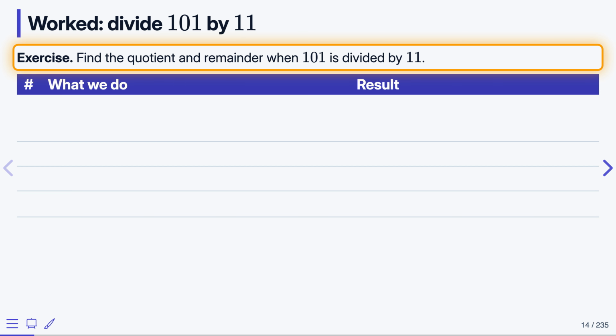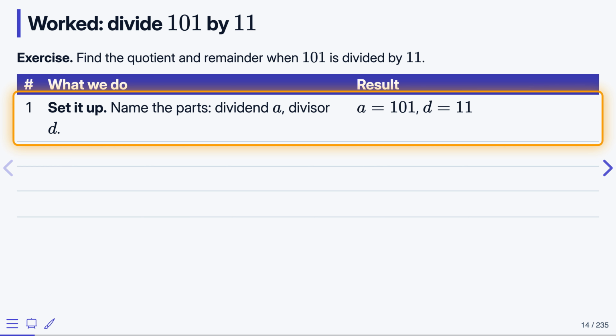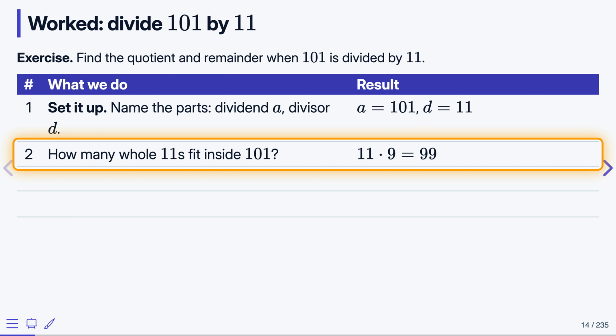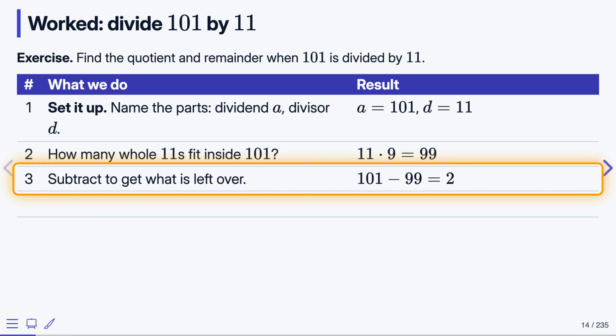Let's work a division, step by step. We divide 101 by 11. Step 1, set it up. The dividend a is 101. The divisor d is 11. Step 2, ask how many whole 11s fit inside 101. 11 times 9 is 99. 10 11s would be 110, which is too big. So 9 is the answer. Step 3, subtract. 101 minus 99 leaves 2.